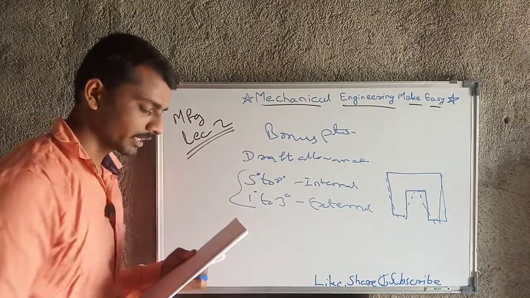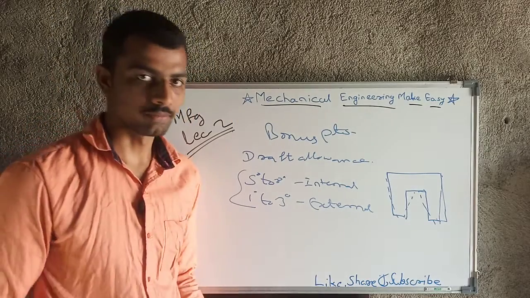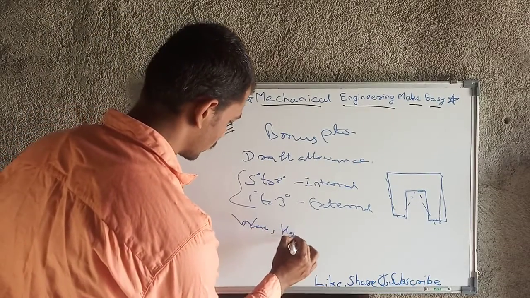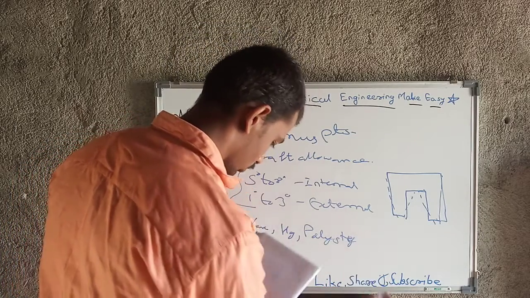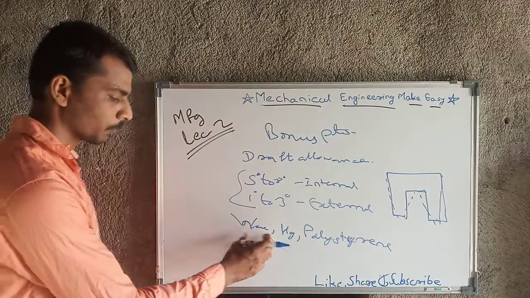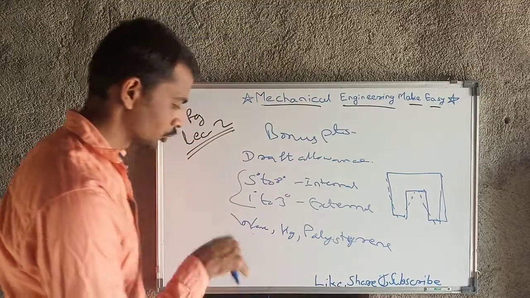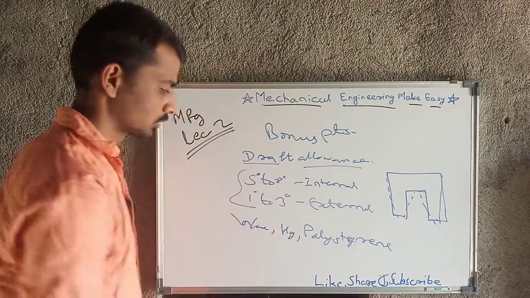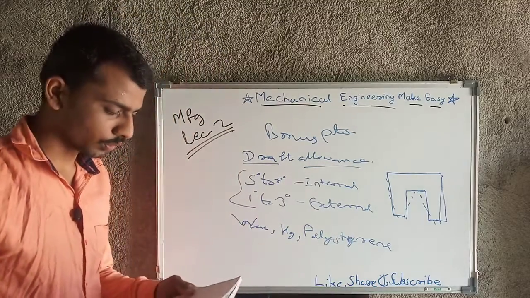Then if the pattern material is wax, mercury or polystyrene, then no draft allowance is required. If the pattern is made of wax, mercury or polystyrene, in that case these materials have very smooth surfaces, so we don't need to take any draft allowance. So note this down also.